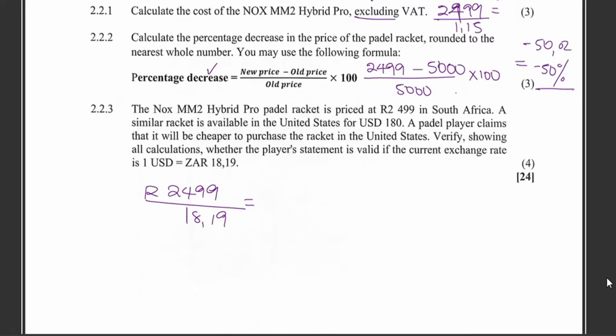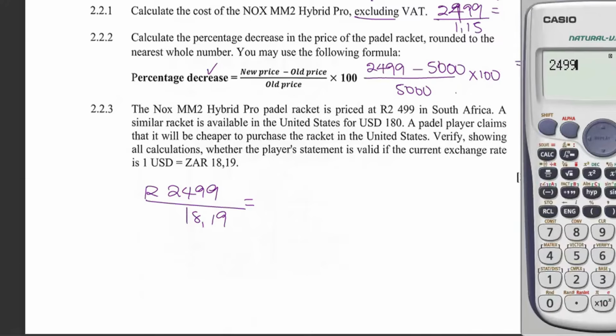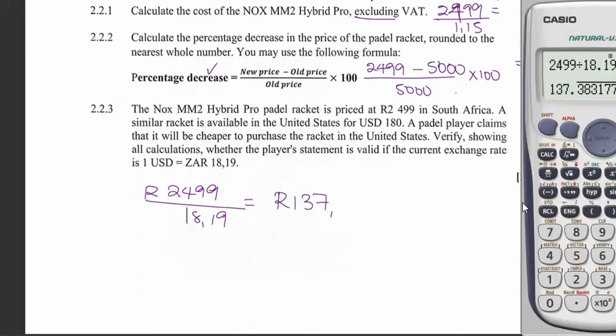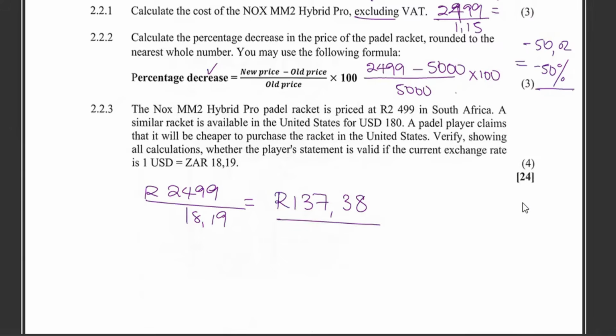Pick your calculator there. 2,499 divided by 18.19. And the answer here we have it as 170. You see that? But then in US, this is in South Africa. Sorry, these are dollars. So the cost in South Africa in dollars, it would be this much. Yet in US, it would be 180. So the claim is false.